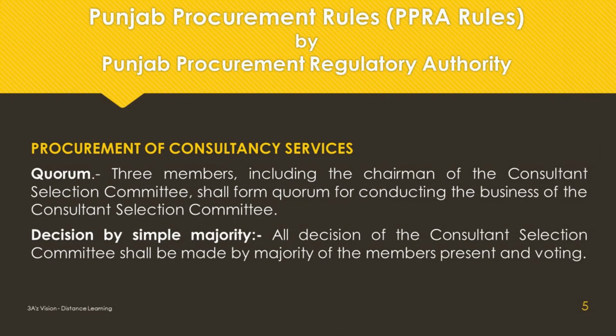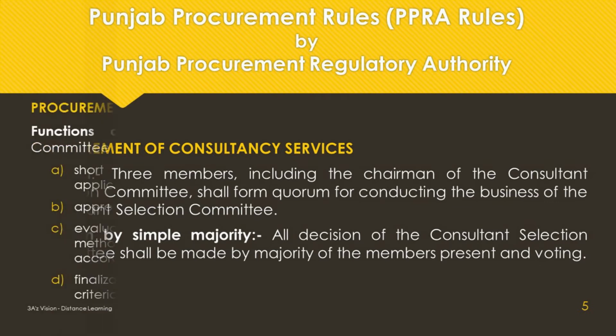Quorum. 3 members, including the chairman of the Consultant Selection Committee, shall form quorum for conducting the business of the Consultant Selection Committee. Decision by simple majority. All decisions of the Consultant Selection Committee shall be made by majority of the members present and voting.